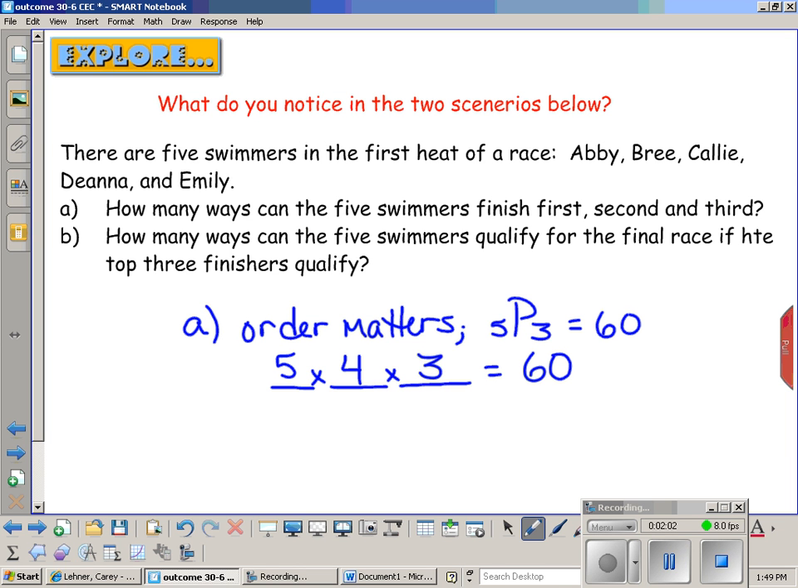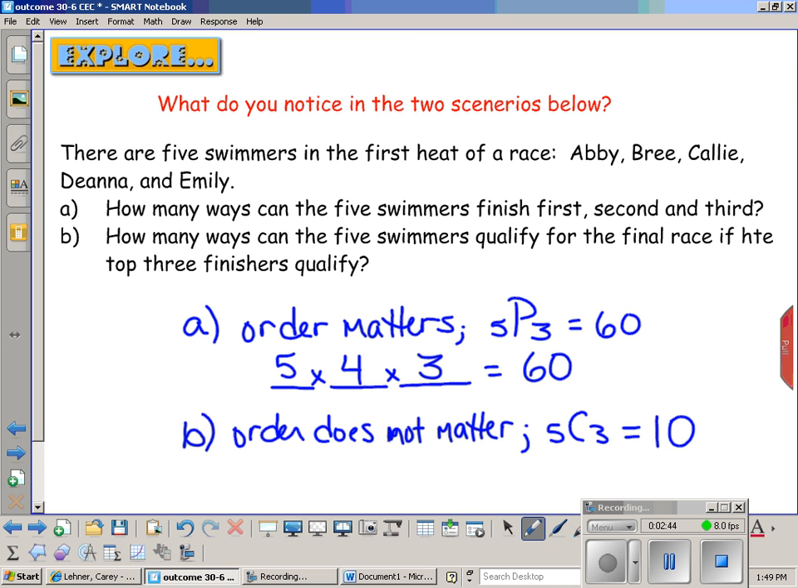When you look at B, though, we are just qualifying for the top 3 finishers. It doesn't matter what order. So if Abby, Bree, and Callie finish in that particular order, first, second, and third, that group of 3, it wouldn't matter if it went Bree, Abby, Callie, or Callie, Abby, Bree. As long as those 3 are the top 3, we have one way. We have one combination. So here, order does not matter. So we are using combinations. So we've got 5, and we're choosing 3. So there are 10 different ways that this could occur.